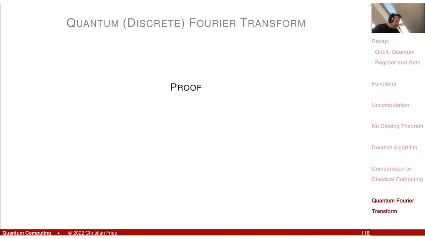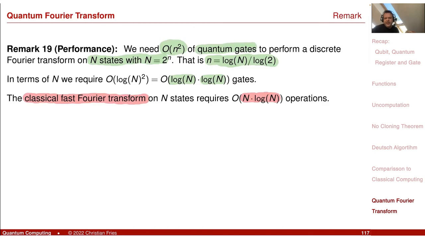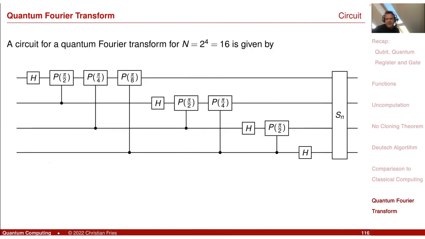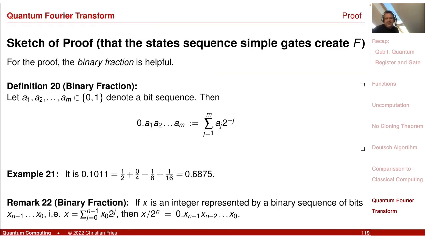So let's conclude with the proof. It's actually the proof that these gates here will construct the right matrix. And it's more a sketch of a proof. I will do it a bit quickly. For the proof, actually one thing is a little bit helpful. It's the so-called binary fraction.